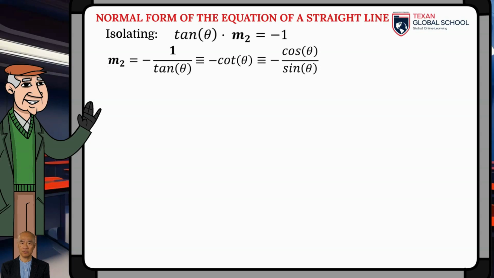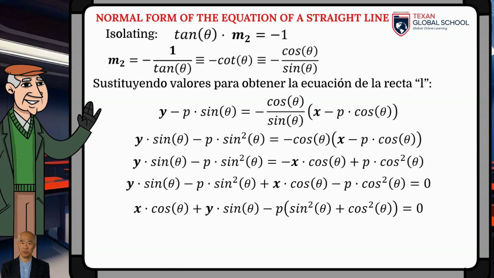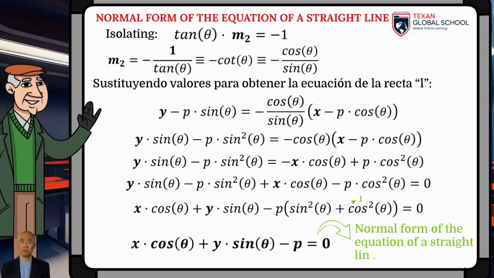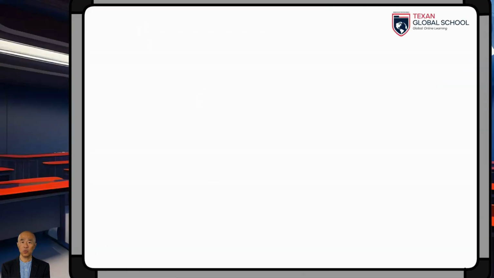To obtain the equation of the straight line L, since we already have a point P1 of coordinates p times the cosine of theta, p times the sine of theta, and the slope of the line L is minus cosine of theta over sine of theta, we substitute in the point-slope equation seen in previous classes. As we develop, we simplify using trigonometric identities, since the sine squared of theta plus cosine squared of theta is equal to 1. Then we obtain the normal form of the equation of a line as x times cosine of theta plus y times sine of theta minus p equal to 0.